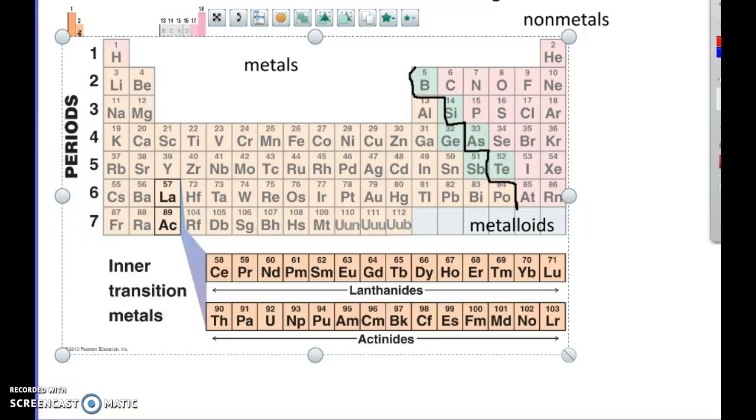All right, here we are. We're back again, and basically we're finishing up on the different groups of the periodic table. We've been talking primarily about our two main groups. Over here we have all the metals, and over here we have the non-metals.